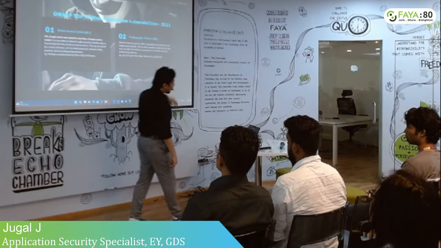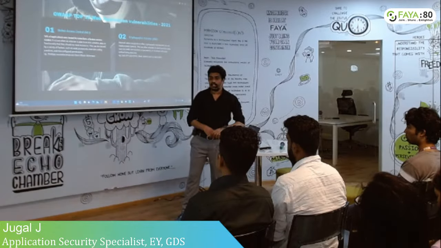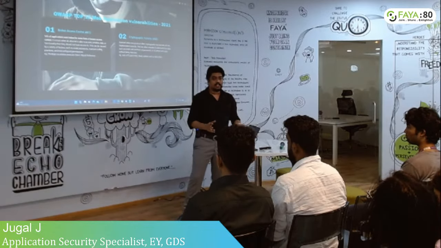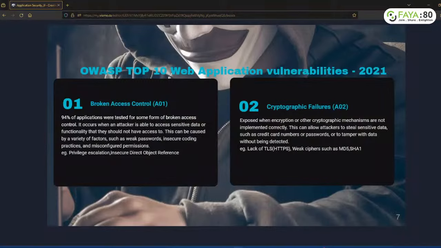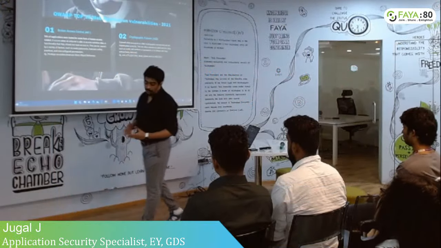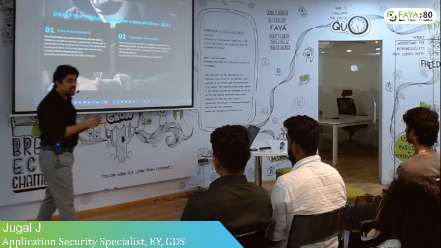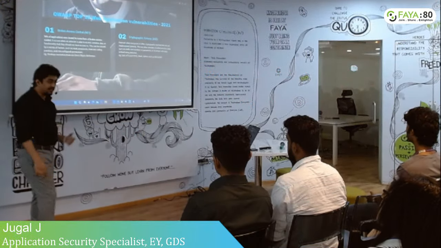Okay, moving on to cryptographic failures. So as we all know, to protect data, we need to make sure that it's somehow masked, right? And that can be in the form of encryption, hashing, whatever you want to do, right? So in this scenario, we are trying to make sure that whatever data is to be passed needs to be protected. If that is not the case, then that falls under a cryptographic failure.